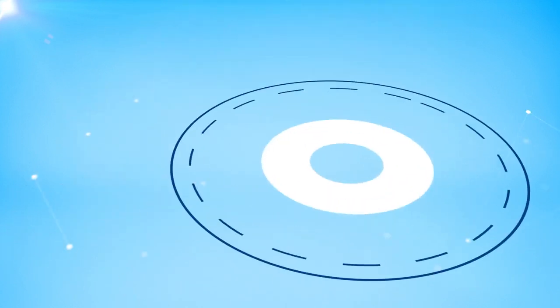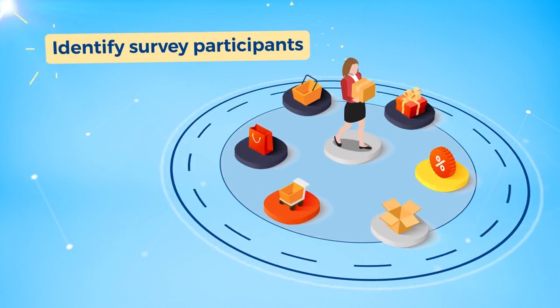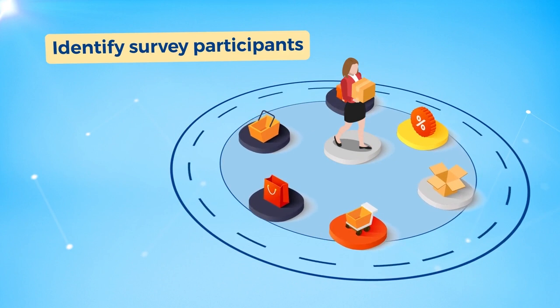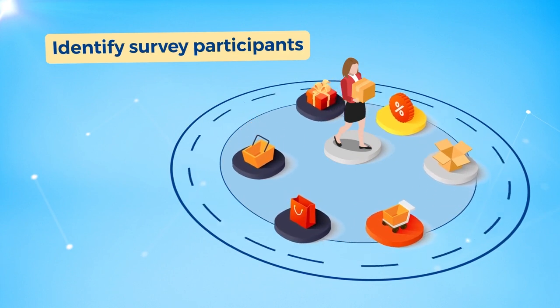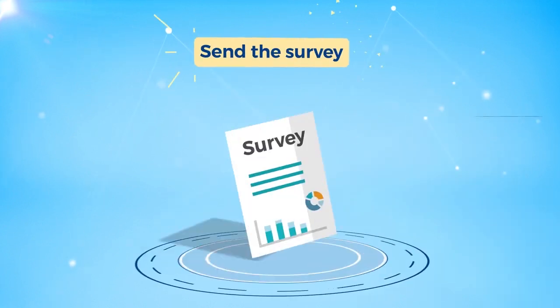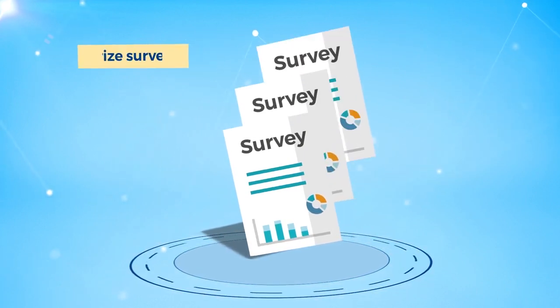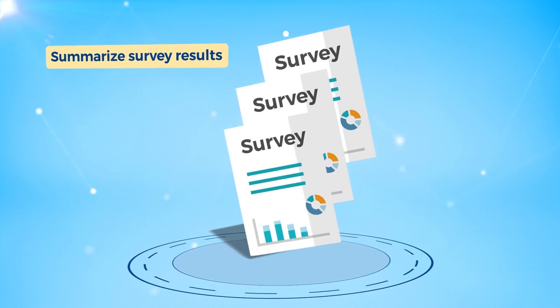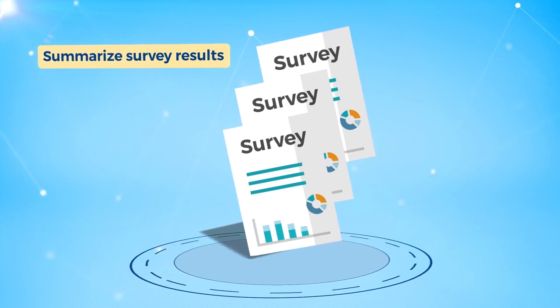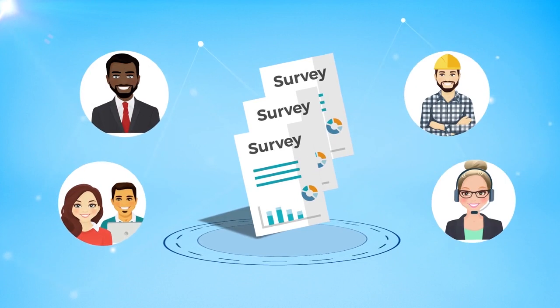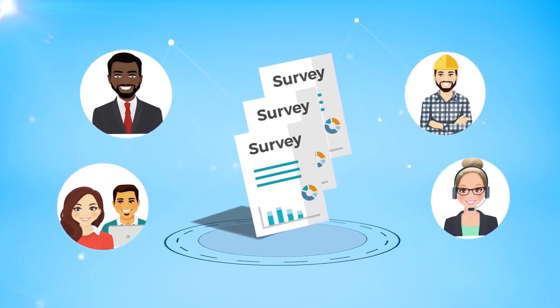The first step in the introspective process is to identify the survey participants. Typically, it's the consumers of the product that will be the primary source of information. The next step is to send the survey to the identified participants. Following this, the survey results are summarized and distributed. This is a preparation step for the introspective where the participants of the introspective session are identified. These are usually the consumers of the product or service and the stakeholders.